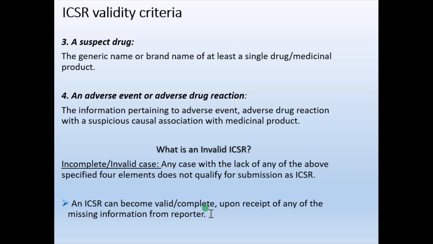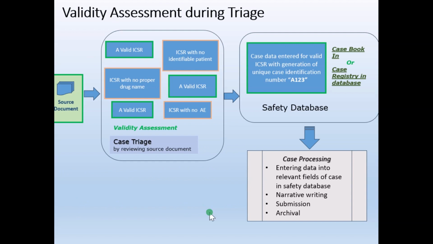So, the assessment of validity for an ICSR is usually done at the initial phase, the case triage step. Now, let's have a high-level overview of where case triage happens during ICSR operations. In case triage, validity assessment happens for the presence of four elements in a document received from any of the sources which we discussed earlier, like clinical, spontaneous, literature article etc. Upon assessment, valid ICSRs have to be registered into the safety database.